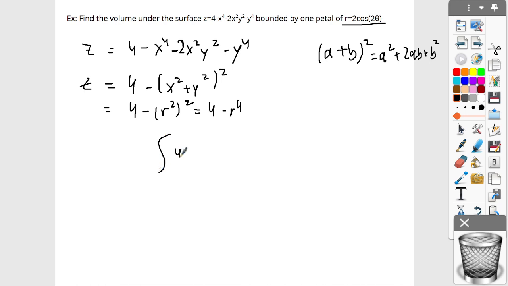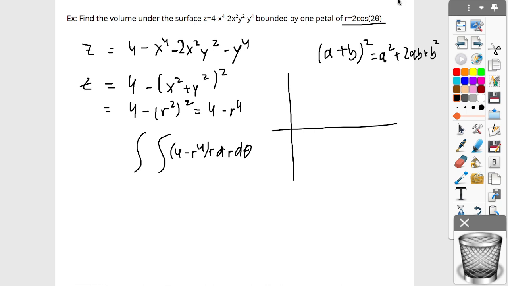So that's our integrand, 4 minus r to the 4th, times r dr d theta. But what's our region of integration? Our region of integration is 2 cosine 2 theta. What does that mean? What does 2 cosine 2 theta mean?